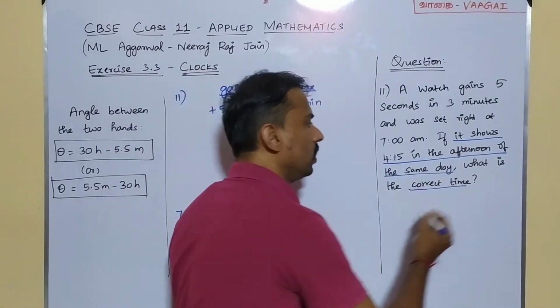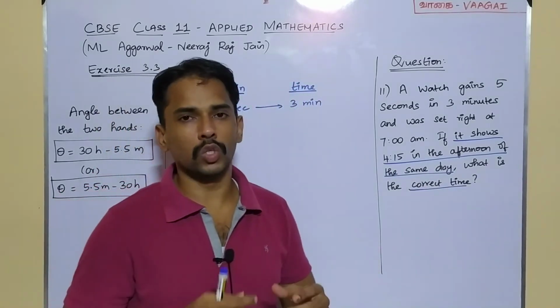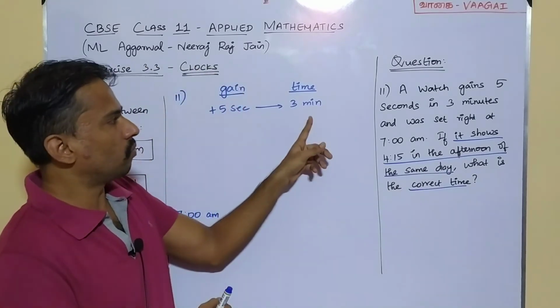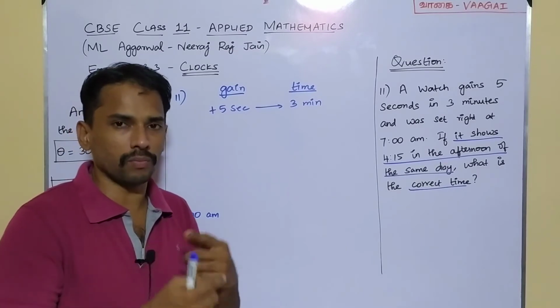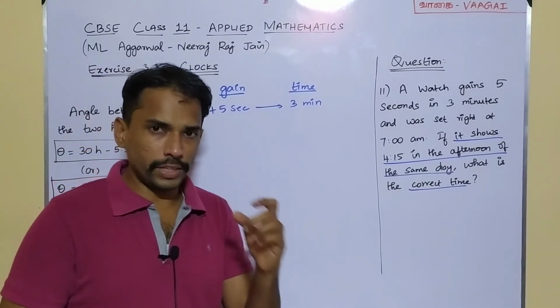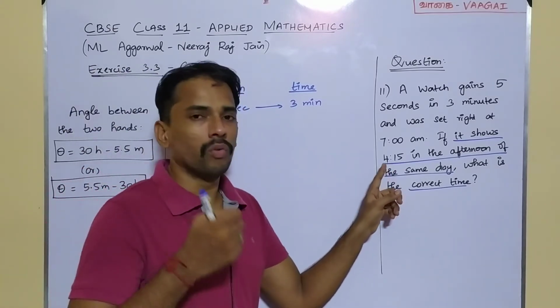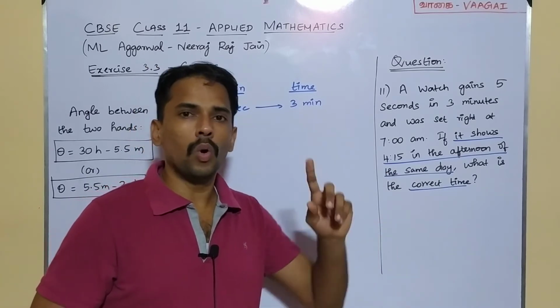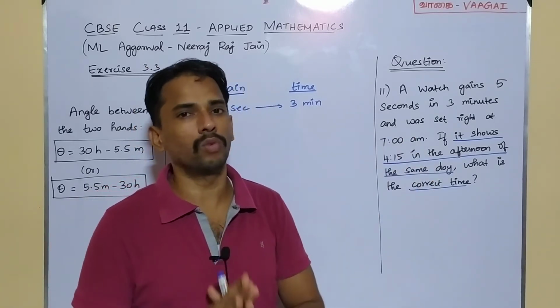So we are asked to find the correct time. This gaining clock is running in the same manner, gaining 5 seconds for every 3 minutes, and so on. If it runs like this, at some particular time it is going to show 4:15. But at the same time, when this clock is showing 4:15, what is the correct time? This is what we have to predict.